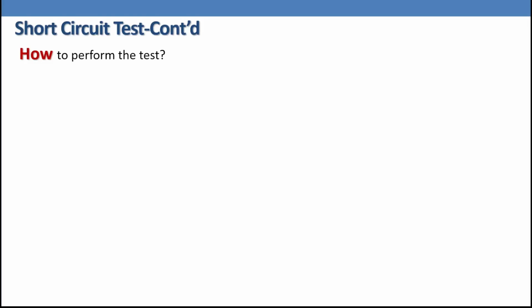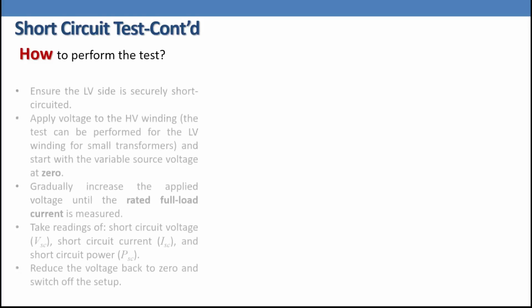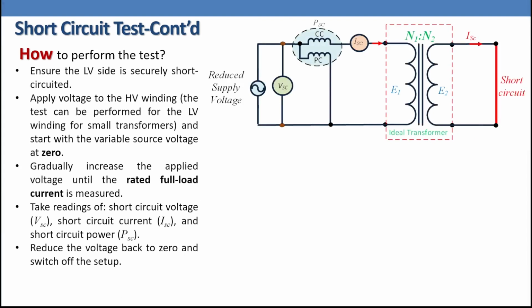Now we are ready to know how to perform the test. First, we need to short circuit the low voltage winding of the transformer using something like a thick conductor or an ammeter. The high voltage winding is then connected to a variable AC power supply through measuring instruments. A voltmeter is connected across the supply terminals to measure the applied voltage, V short circuit. An ammeter is connected in series to measure the input current, I short circuit. And a wattmeter is used to measure the input power, copper loss in this case.